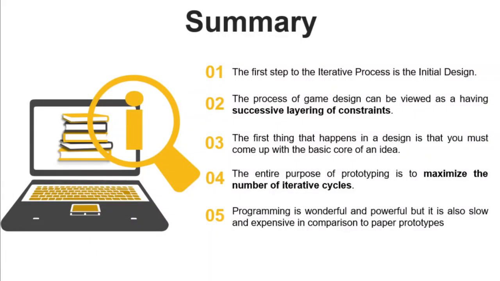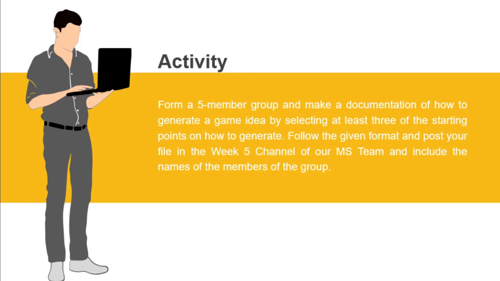In summary, we could say that the first step to the iterative process is the initial design. The process of game design can be viewed as having successive layering of constraints. The first thing that happens in the design is that you must come up with the basic core of an idea. The entire purpose of prototyping is to maximize the number of iterative cycles. Programming is wonderful and powerful, but it is also slow and expensive in comparison to paper prototypes.